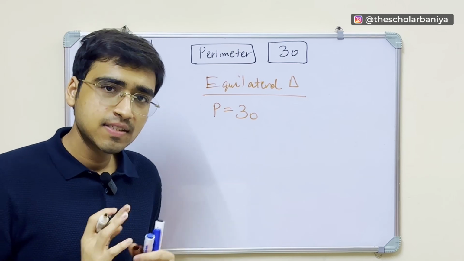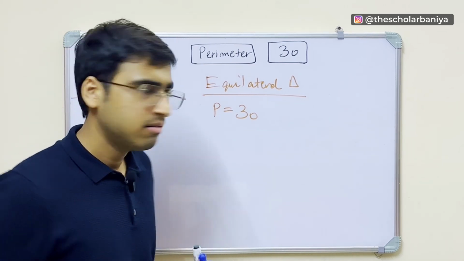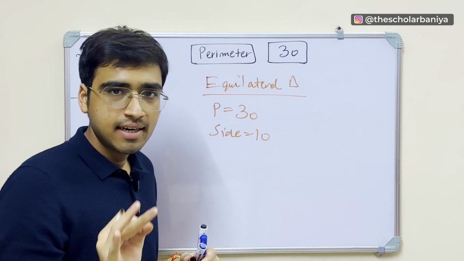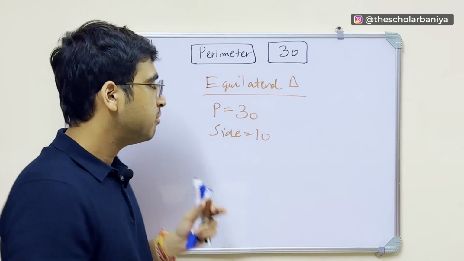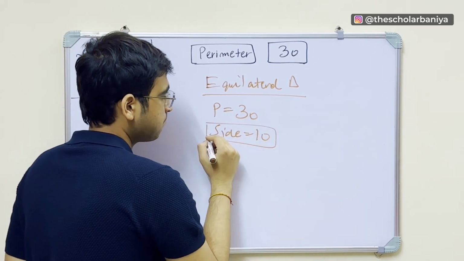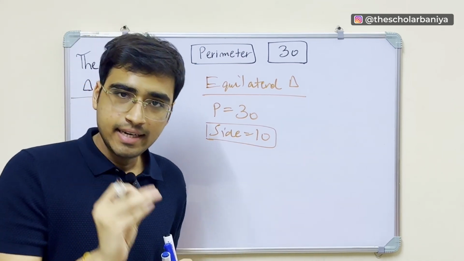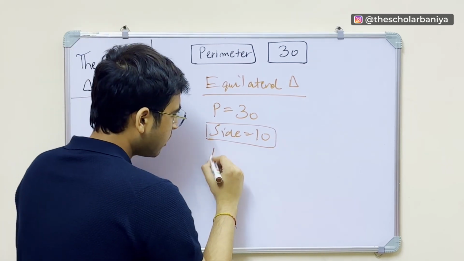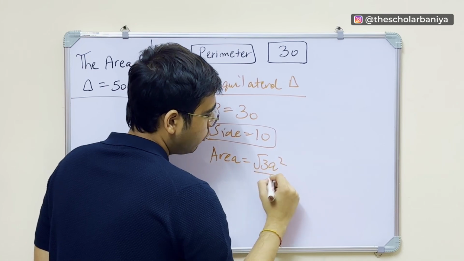If the perimeter is 30, then what will be the side of the equilateral triangle? Obviously it will be 10, right? The side will be 10 because all three sides are equal. If one side is 10, the sum of three sides will be how much? 30, right? So the side comes out to be 10. Now tell me, what is the area of an equilateral triangle? The area of an equilateral triangle is root 3 a square upon 4, right?